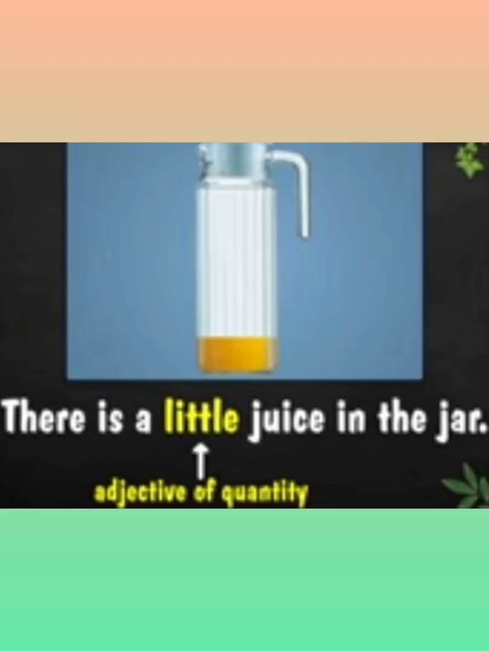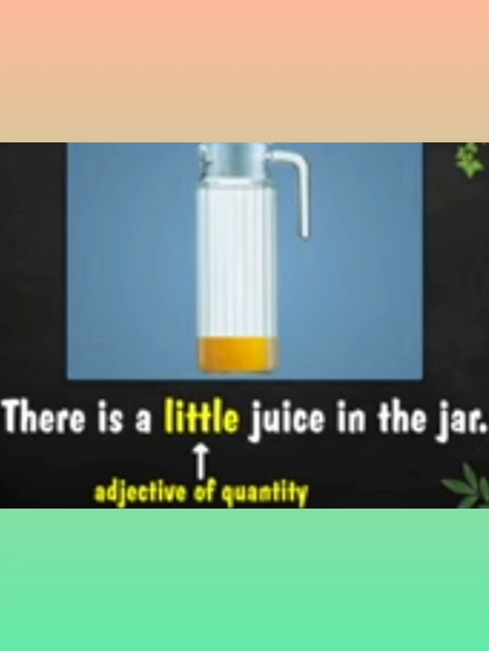Now, there is little juice in the jar. Here, juice is the noun and it is described by the word little. And little is telling us about the quantity of juice also. How much juice is there in the jar? Little juice. So, little is referred to as the adjective of quantity.